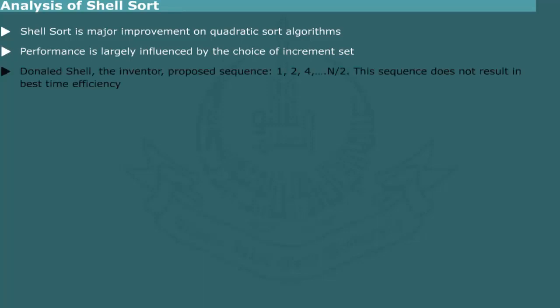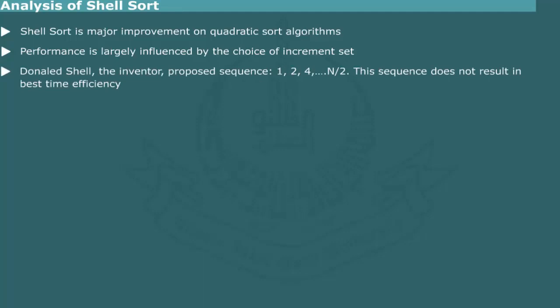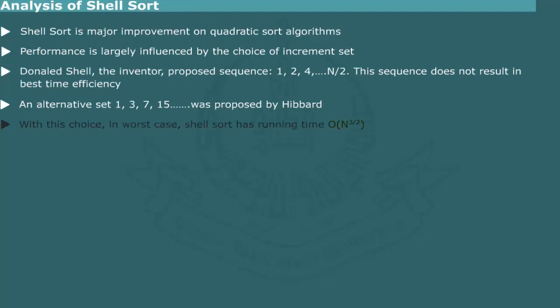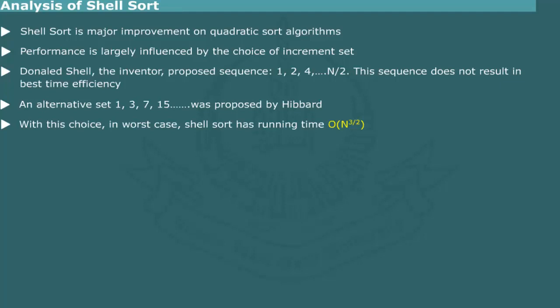set. The inventor of shell sort has proposed the sequence 1, 2, 4 up to n by 2 for an array of size n. It has, however, been discovered later that the choice does not produce the best results. An alternative set 1, 3, 7, 15 was proposed by Hibbard. With his choice, it is shown that in the worst case, shell sort has running time O(n^(3/2)).